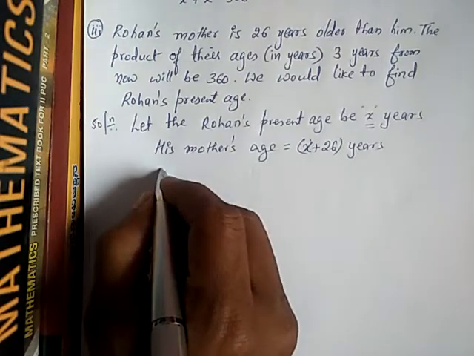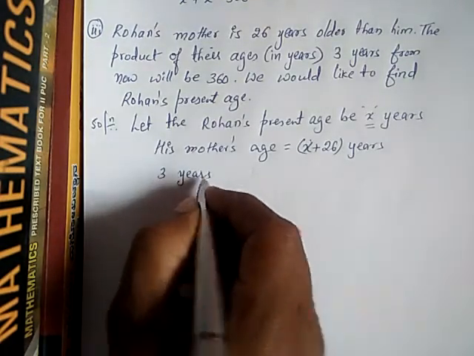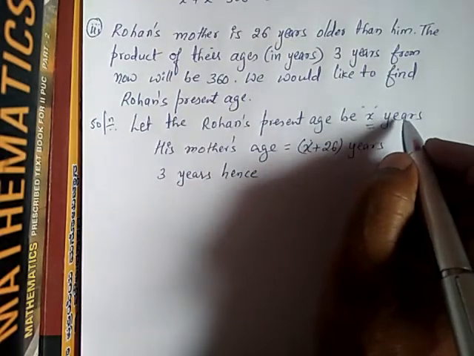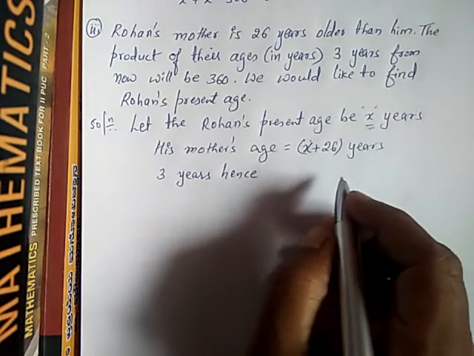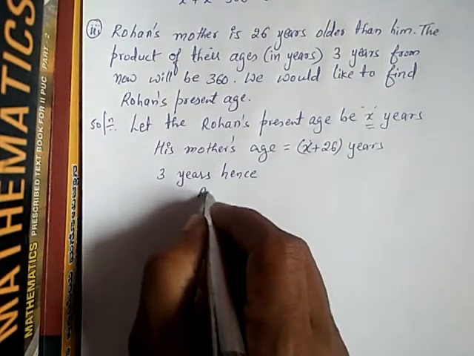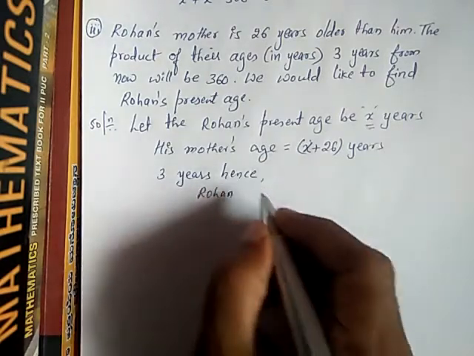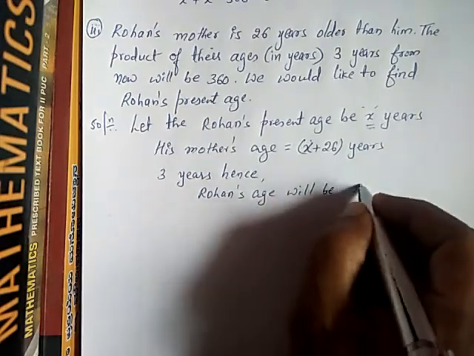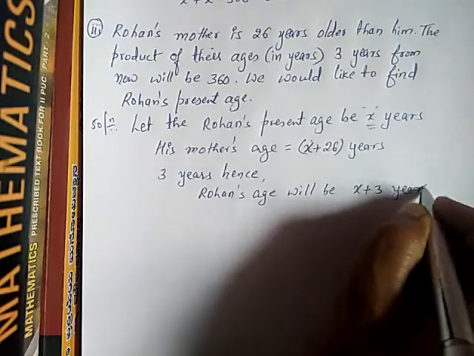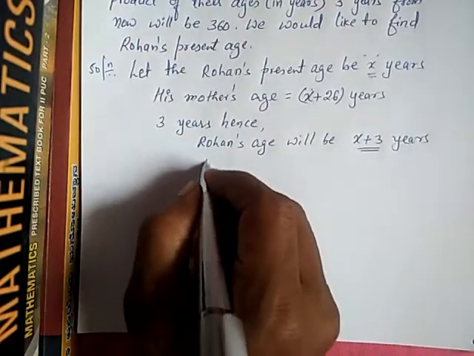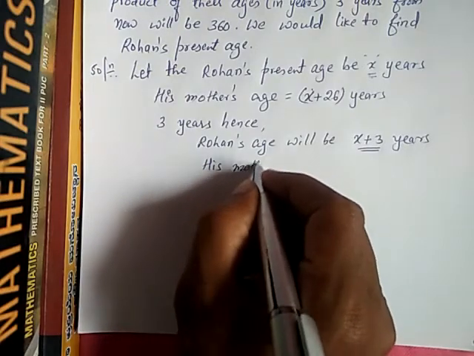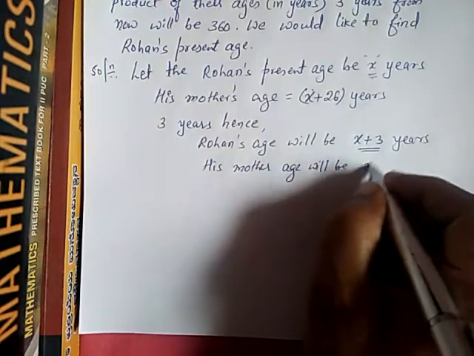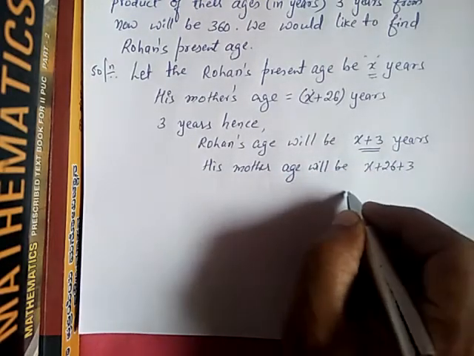Okay, so 3 years hence what happens? If this is the present age, after 3 years x plus 3 will be the age. Here also x plus 26 plus 3 will be there. So after 3 years Rohan's age will be x plus 3 years. Correct, x plus 3 years. Similarly his mother's age will be x plus 26 plus 3, which implies what?